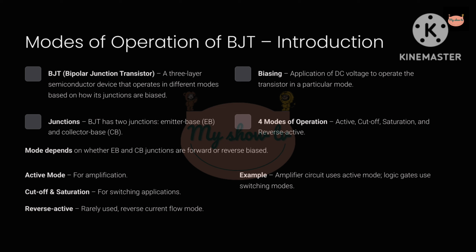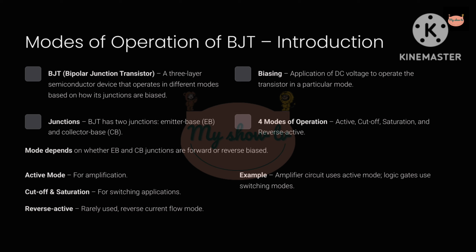Introduction. We begin by understanding what a BJT, or bipolar junction transistor, is. It is a three-layer semiconductor device with two types, NPN and PNP. It has three terminals, emitter, base, and collector, and it can be used to amplify signals or act as an electronic switch. The behavior of a BJT is determined by how voltage is applied to the emitter base, EB, and collector base, CB, junctions. These are called biasing conditions.